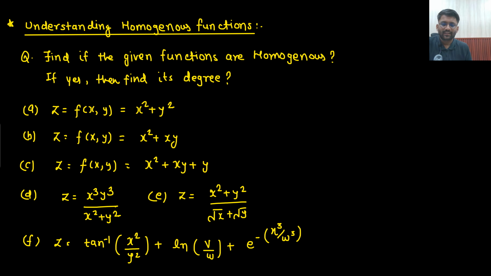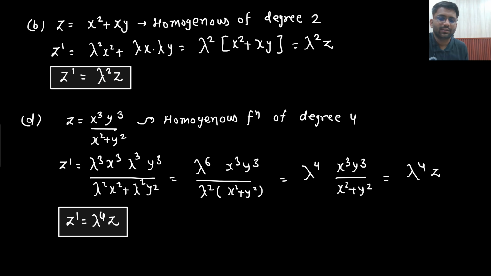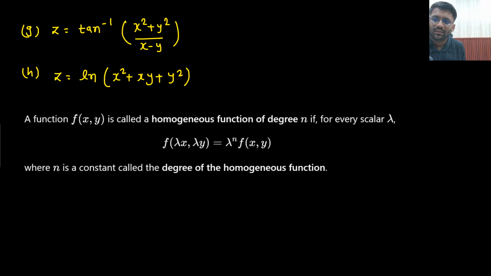Now the next examples. Two more examples are there. F and G. G: z equals tan inverse of (x square plus y square) divided by (x minus y). So these are interesting examples, important as well.